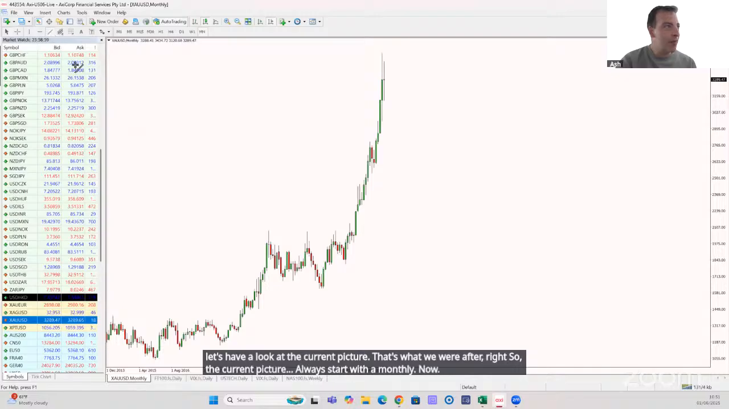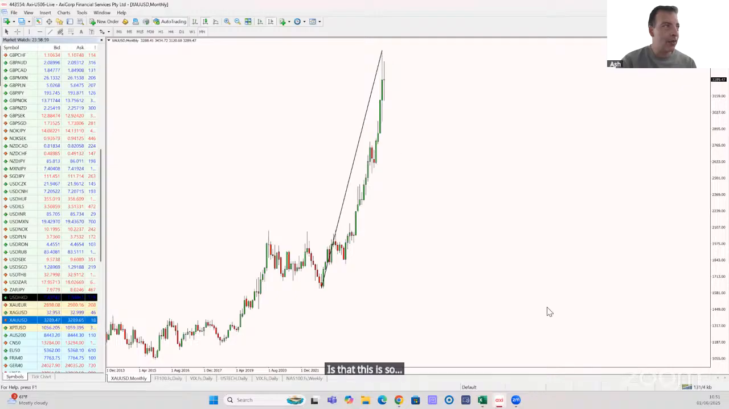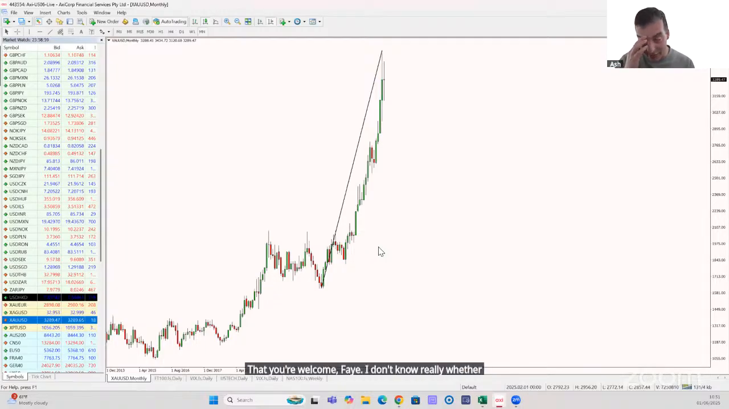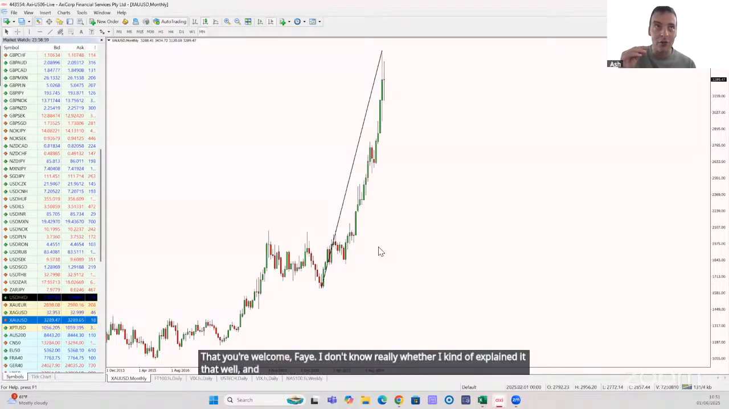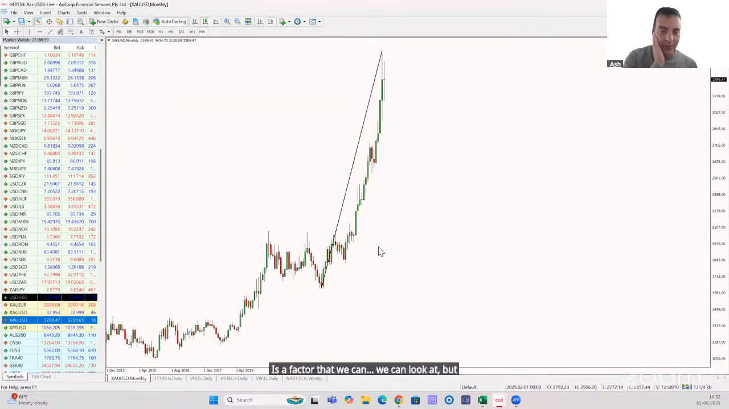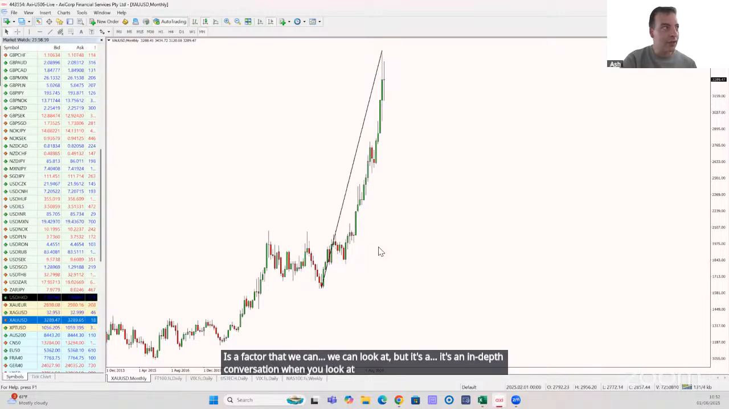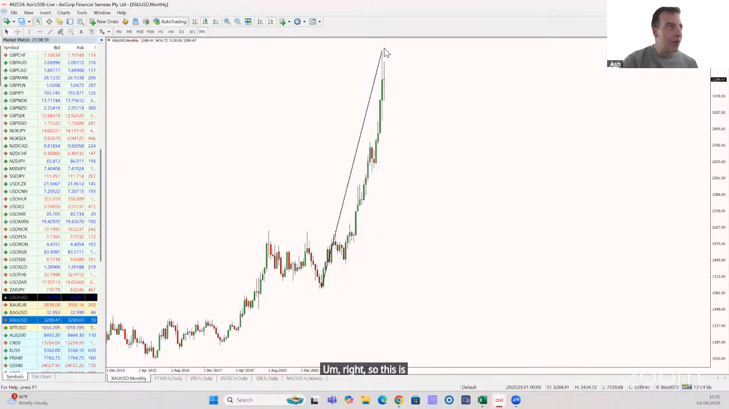Now, my problem with the monthly, a big problem actually, is that this is so parabolic. It's so steep. You're welcome, Faye. I don't know really whether I explained it that well, and the only reason it's difficult is that it's actually quite an in-depth conversation we'd need to have about differentials. The reason I mention it is because we've got an interest rate decision this week, and it is a factor that we can look at, but it's an in-depth conversation when you look at each nation. Right, so this is the parabolic move to the upside.